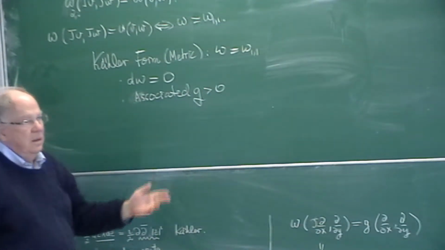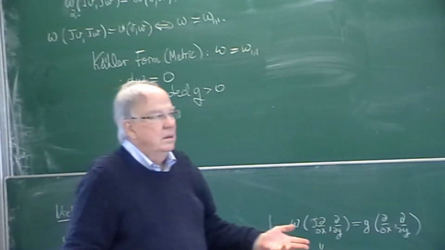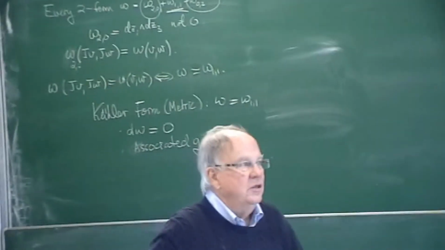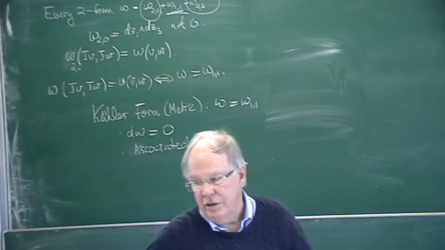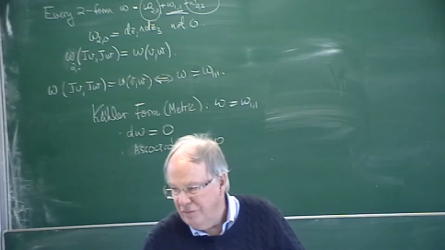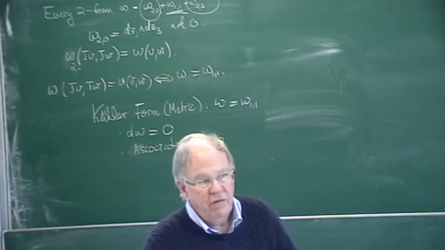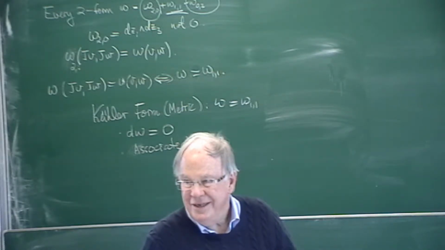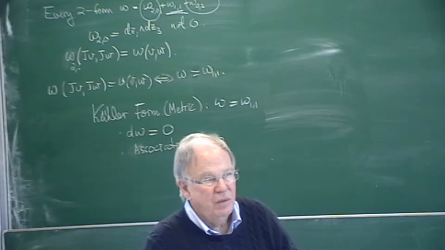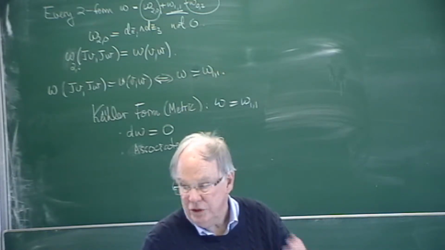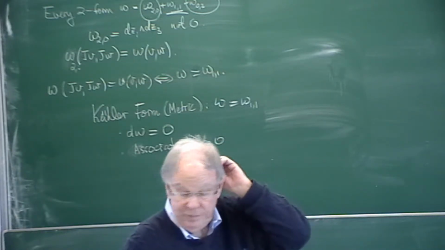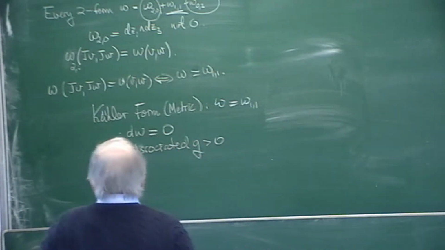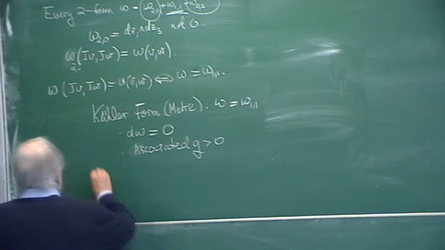This was his remark here. There are many metrics that aren't of this form. Obviously, right? But we're looking for a good class of metrics that appears in nature. Okay? And this is Kähler's point. This class of metrics appears very, very naturally. Okay? So natural.